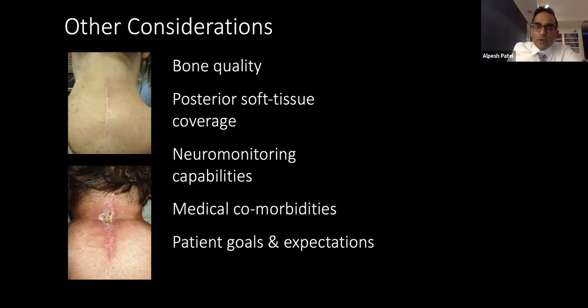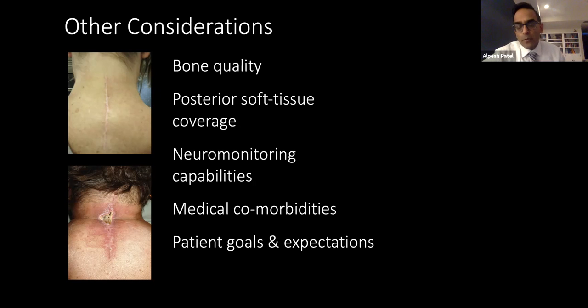Make sure you've got good neuromonitoring capabilities to do these cases. That time around deformity correction is pretty high stakes. A lot of bad things can happen. And if you don't have reliable neuromonitoring capabilities where you're working, these probably aren't good cases to take on. And really make sure you understand and know your neuromonitoring well.